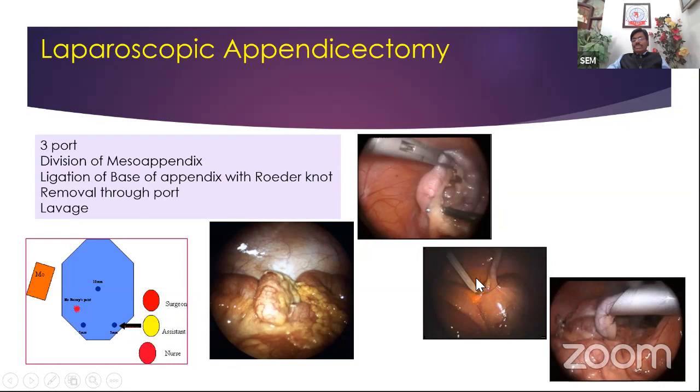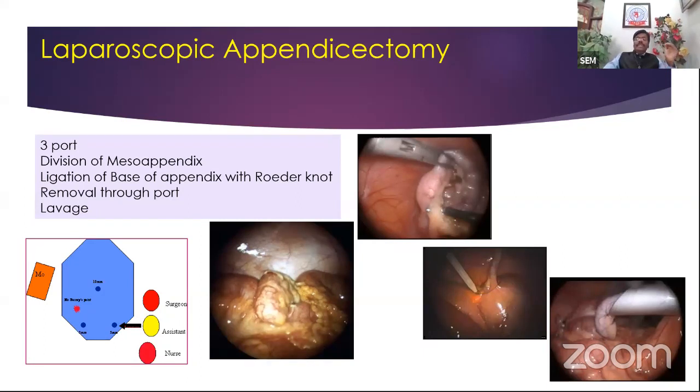So 3 ports you put, look at the appendix and divide all the blood vessels, and then put a suture at the base of the appendix that is called the Roeder knot. This is the only important word you should understand in laparoscopic appendicectomy. Like one word for laparoscopic cholecystectomy is Calot's triangle. Sir, I will expose, dissect the Calot's triangle, then ligate the cystic duct and artery, lap chole over.